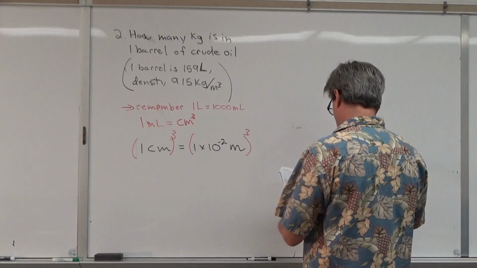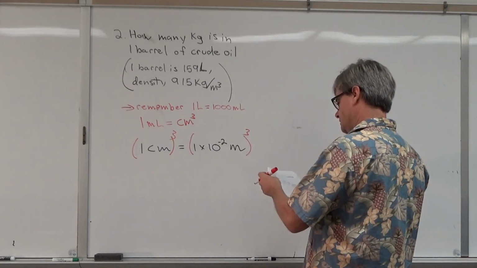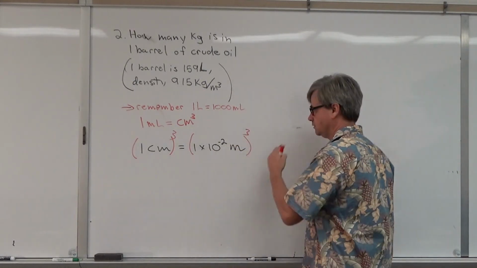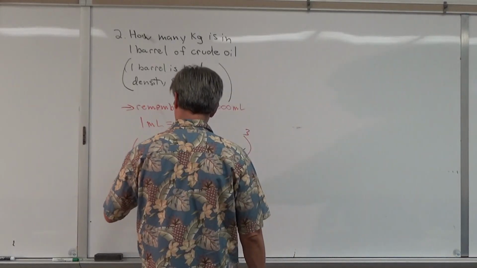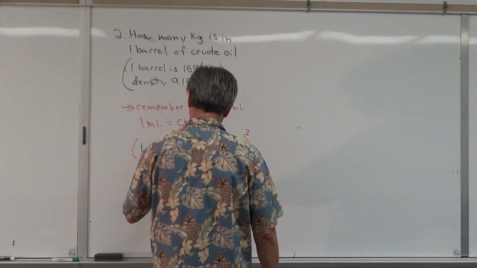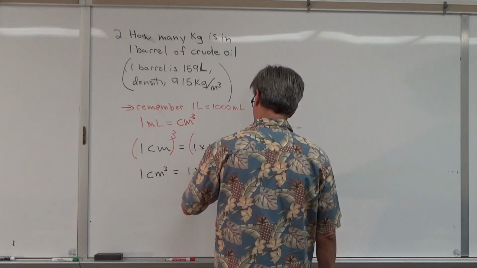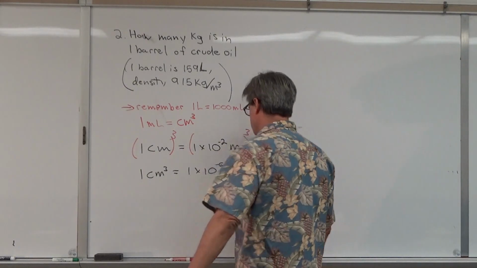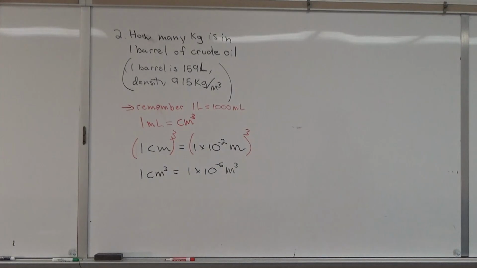And don't forget that when you have an exponent raised to an exponent, you multiply. So 1 cubic centimeter equals 1 times 10 to the negative 6 cubic meters. All right, now we can set this problem up.